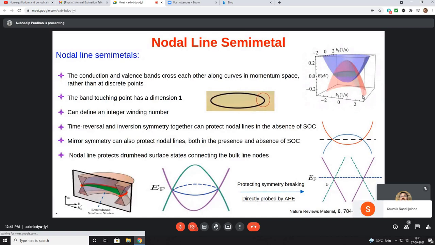This can be directly proved by the anomalous Hall effect. You just calculate the anomalous Hall effect around a Weyl node. A Weyl node can be a source of Berry curvature, so it has a huge anomalous Hall effect. But for a nodal line semimetal, the anomalous Hall effect is 0. So from directly probing the anomalous Hall effect, you can say that there is a topological tuning from this nodal ring to Weyl nodes. When a symmetry breaking happens, you can go from this nodal ring to Weyl nodes.